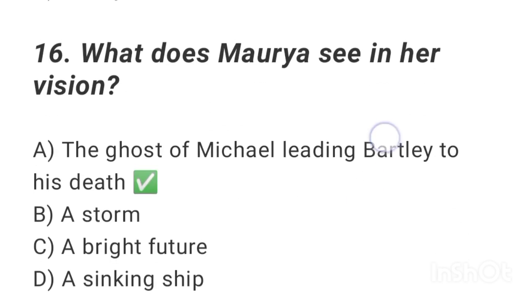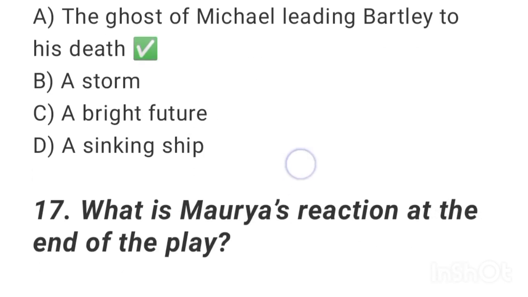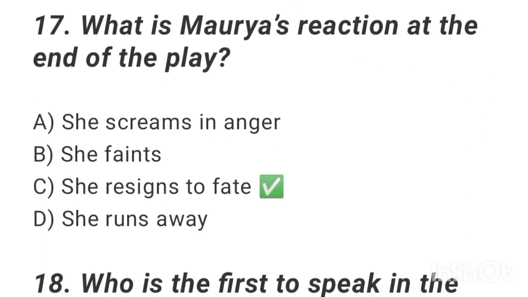Next, what does Maurya see in her vision? Maurya in her vision saw the ghost of Michael leading Bartley to his death. This is the vision Maurya had seen during the journey of Bartley towards the sea. Next question, what is Maurya's reaction at the end of the play? She resigns to fate. Answer.